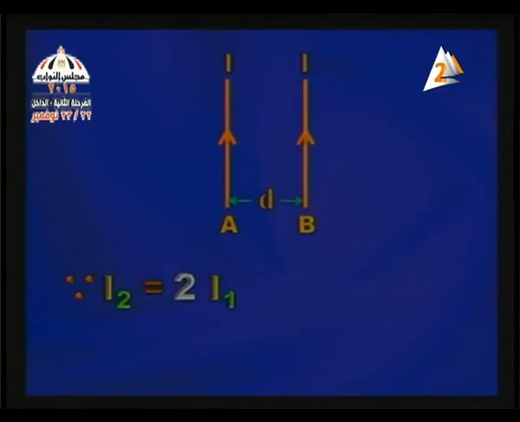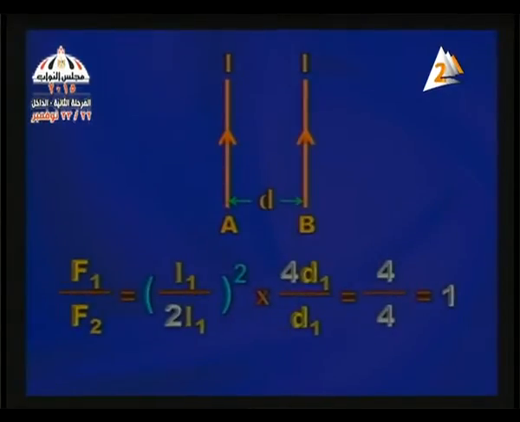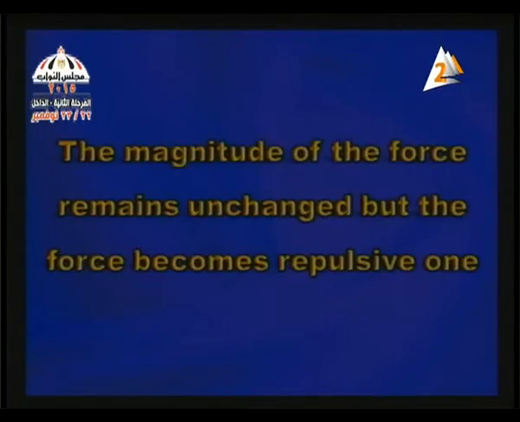Given in the statement of the question, I2 is equal to 2I1. Distance is made 4 times greater, so D2 equals 4D1. Substituting, F1 over F2 is equal to I1 over I2, I1 will be crossed out, and squaring, do never forget. D2 equals 4D1 over D1, so the result will be 1. It means the magnitude of the force will not change, but the force becomes repulsive. The kind of the force changes: instead of being an attraction force, it will be a repulsive force.